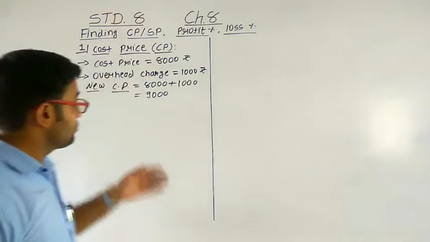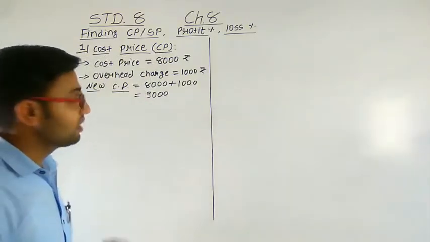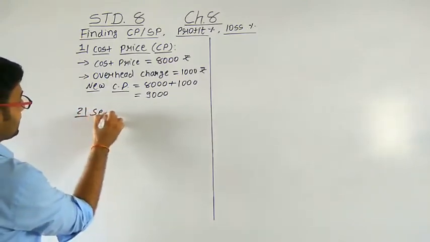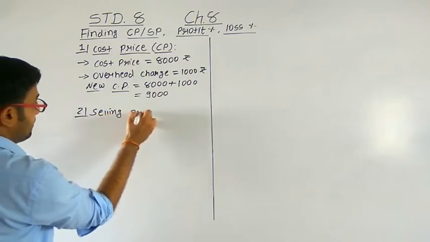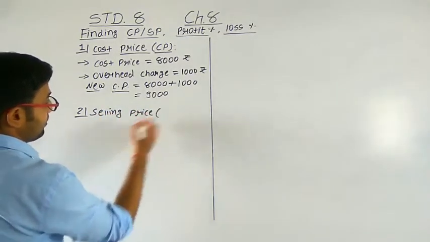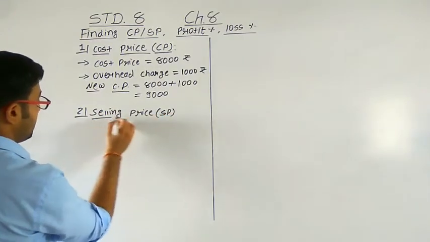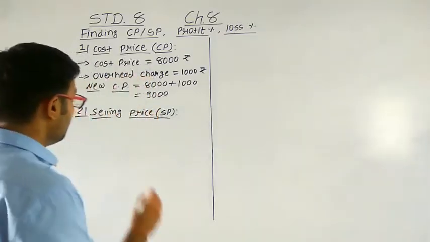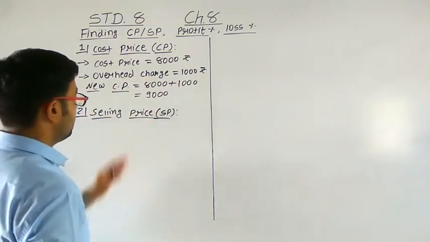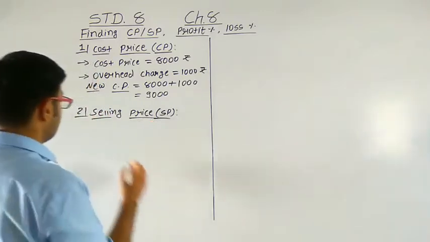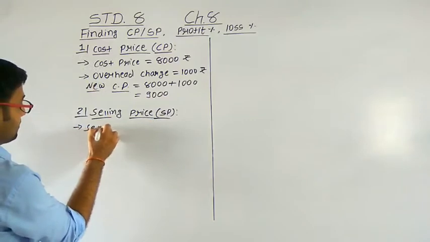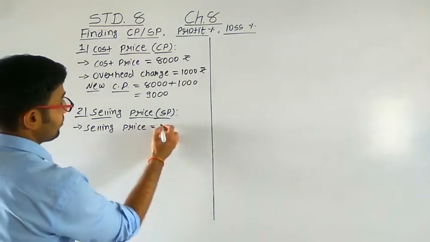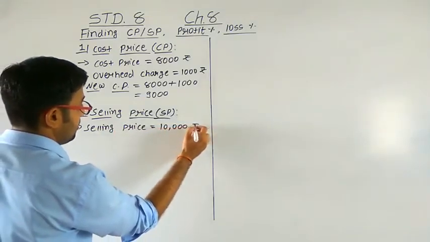What do we have to calculate now? Suppose now you want to sell this TV. That price is called the selling price. In short, we can write it as SP, selling price. Now suppose you sell this TV for 10,000 rupees. So your selling price will be, suppose, 10,000 rupees.